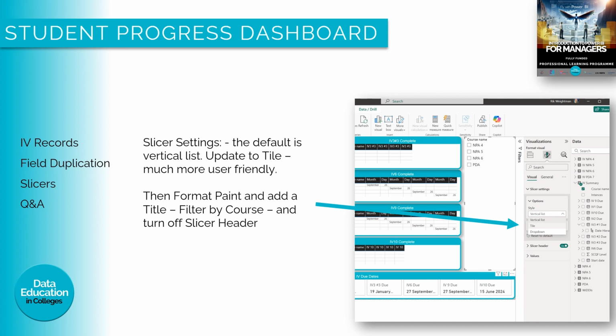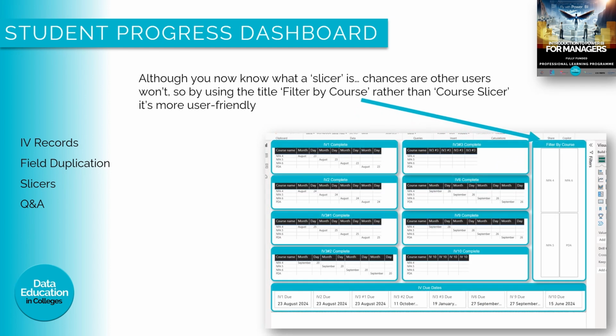You and I both know what a slicer is, but your user might not. So I always suggest that instead of saying course slicer, call it filter by course. It is a little bit less ambiguous, shall we say.